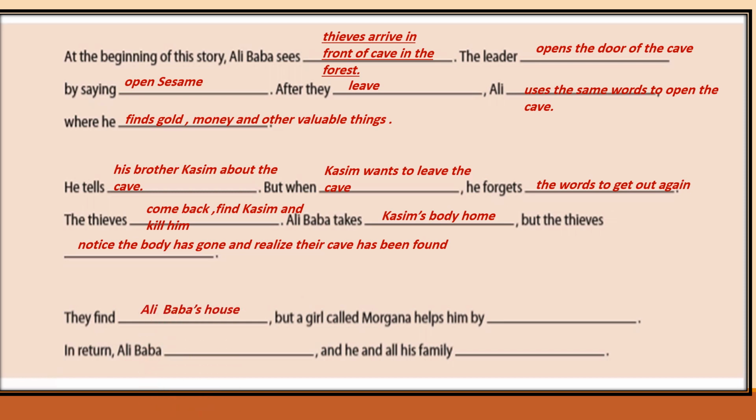They find Ali Baba's house. هم يجدون منزل علي بابا. But a girl called Murjana helps him by killing the thieves and their leader. لكن الفتاة التي تدعى مرجانة تساعده بقتلها للصوص وقائدهم. In return, بالمقابل أو ردا لمعروفها, Ali Baba says she can marry his son. أنها تستطيع أن تتزوج ابنه. And he and all his family were rich for the rest of their life. وهو وكل عائلته يصبحوا أغنياء لبقية حياتهم.